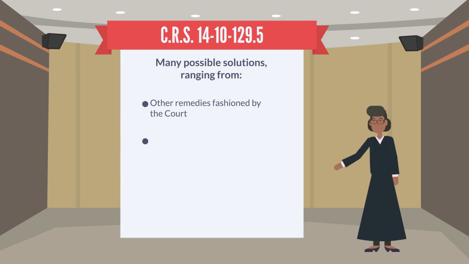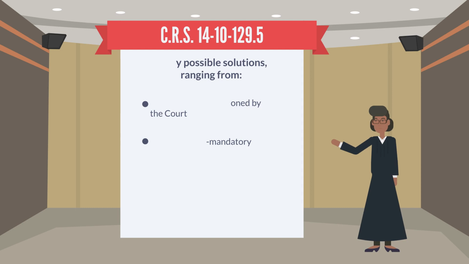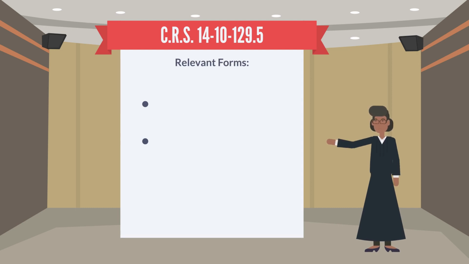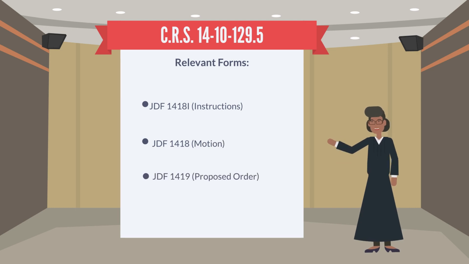The one thing to know about attorney's fees under 14-10-129.5 that's unique about parenting time orders is that if you bring this kind of motion and you are successful, you are entitled to attorney's fees. It's not just discretionary by the court. The court can't choose whether to award you attorney's fees or not. The court has to award you attorney's fees if you've incurred attorney's fees. That may make a difference in terms of how you decide whether to hire an attorney or not for a motion like this. The relevant forms are 1418I, 1418, and 1419.